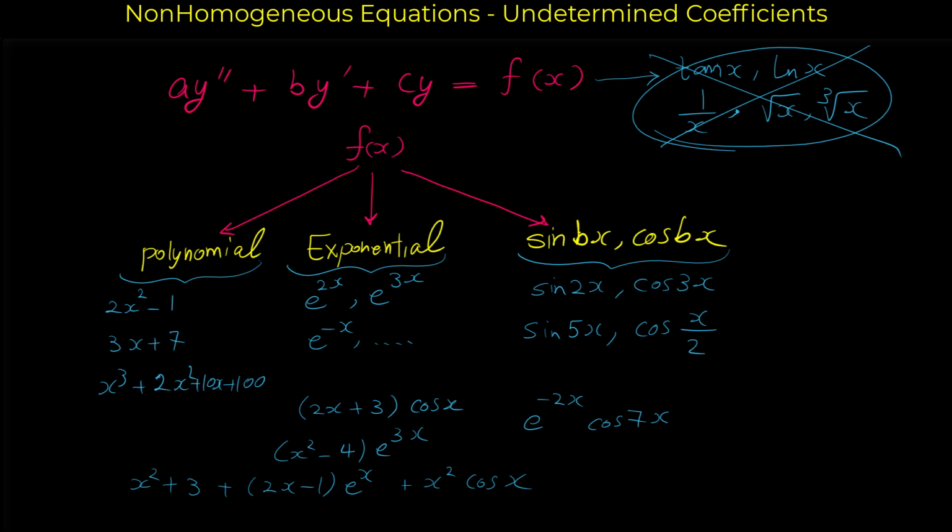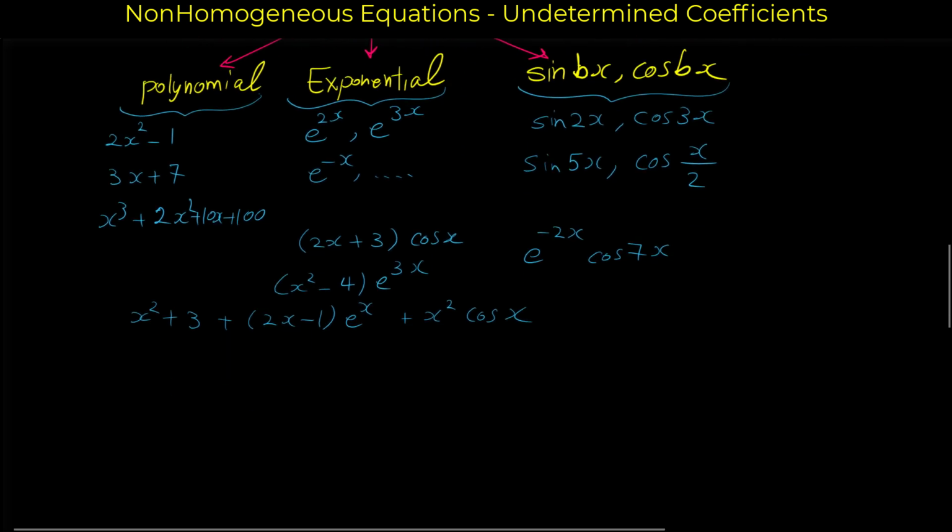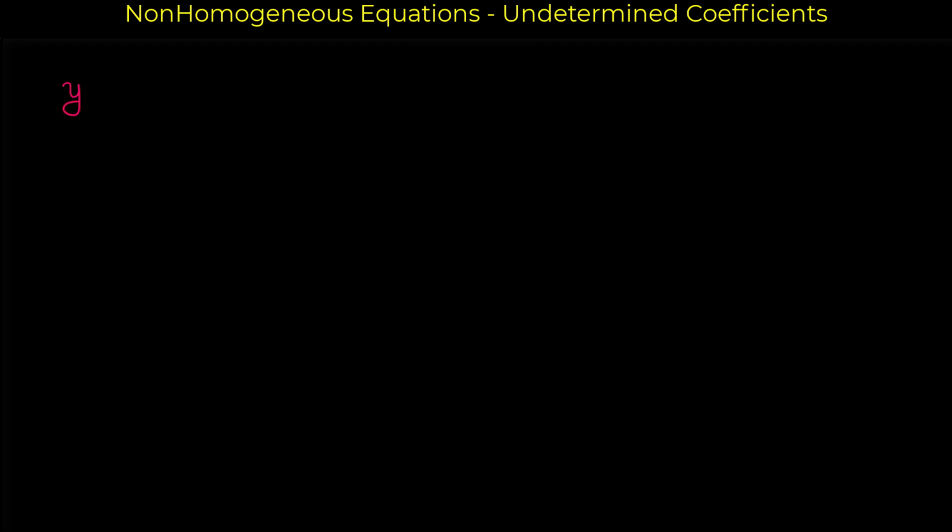Now that we are a bit familiar with this method, let me show you how this method works with some more examples. Y double prime minus 9y equals 5 e to the power of 2x. This is a non-homogeneous second order differential equation. And on the right side of the equation, we have an exponential function. So we can use the method of undetermined coefficients.